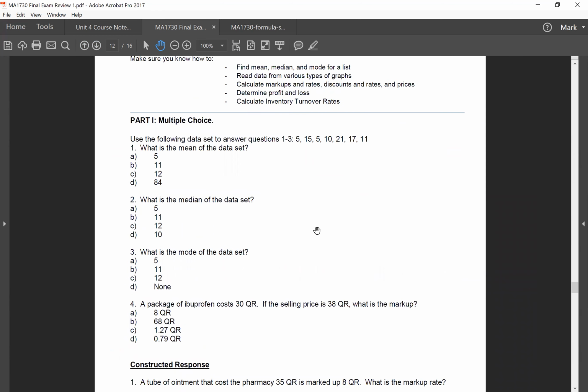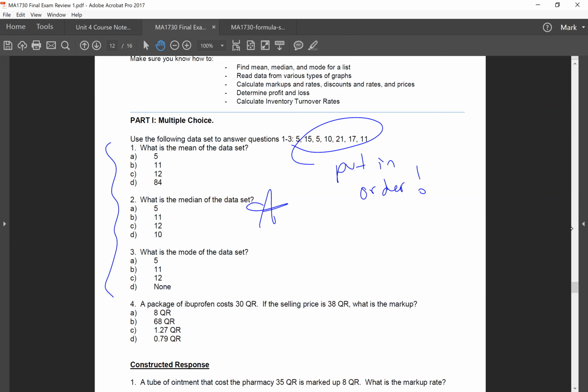Yeah, so you have a couple of multiple choice questions about the mean, the median, the mode. Remember that the mean is the average of the data, the median is the number in the middle. One important thing, and this is on your final exam, this exact question: put the numbers in order. So the first thing you do when you see this on your final exam is to put the numbers in order. You must do that.